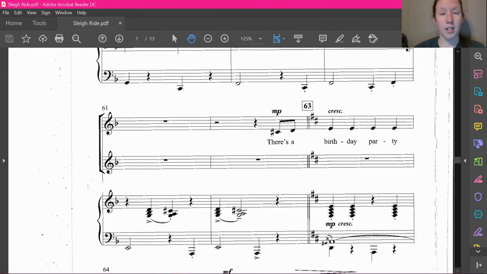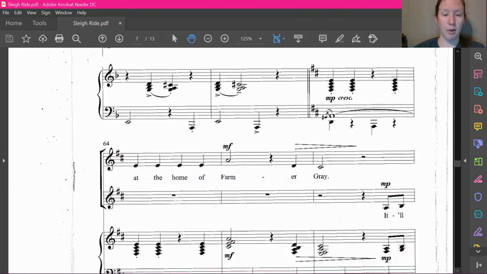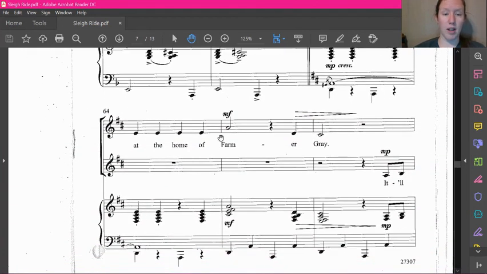Okay, now I have jumped ahead to the middle of Sleigh Ride, and you can see this section, you start mezzo piano, which means medium soft, and then you have a marked crescendo on the word birthday. So you're supposed to start medium soft and then gradually get louder as you sing the lyrics. There's a birthday party at the home of Farmer Gray, and you can tell it's supposed to be its loudest on farm because it's given you a target in the form of this mezzo forte right here. And then you see the decrescendo symbol right here. So those are some examples of how those symbols look actually written into your music.